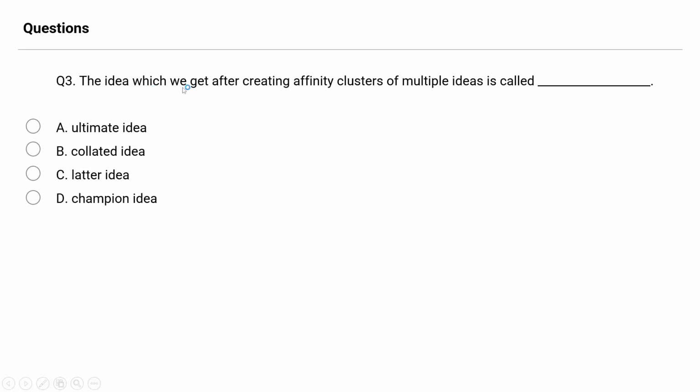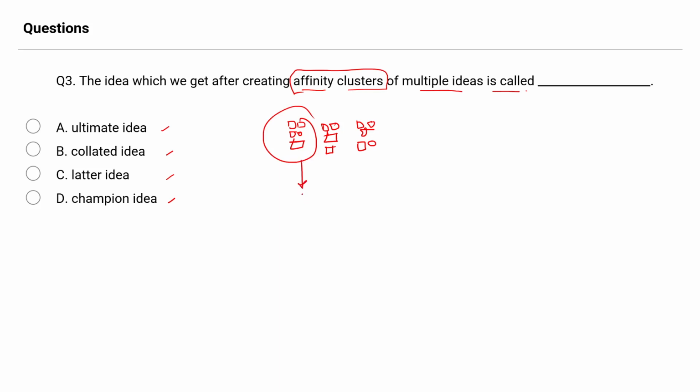Right. The idea which we get after creating affinity clusters of multiple ideas is called ultimate idea, collated idea, latter idea, or champion idea. We are doing affinity clustering. Remember, we did it for the post box, and we take one of them. What is it called?